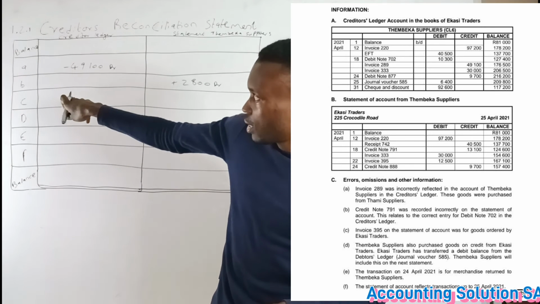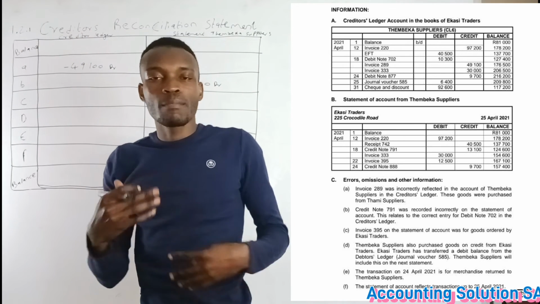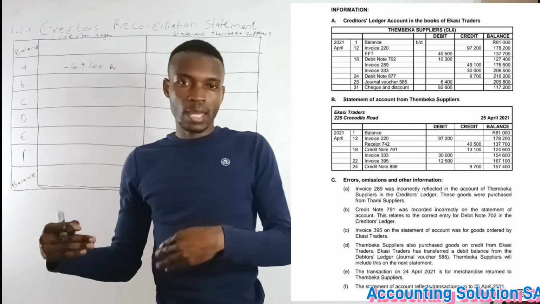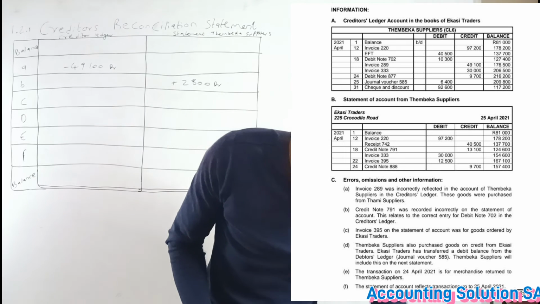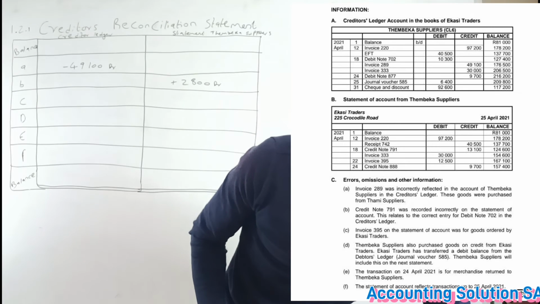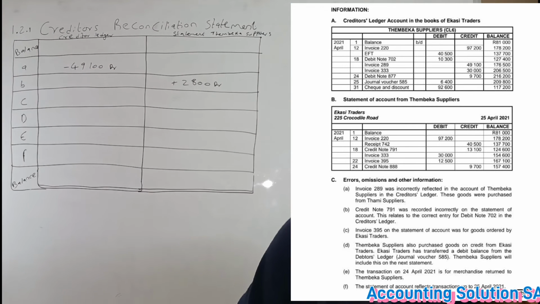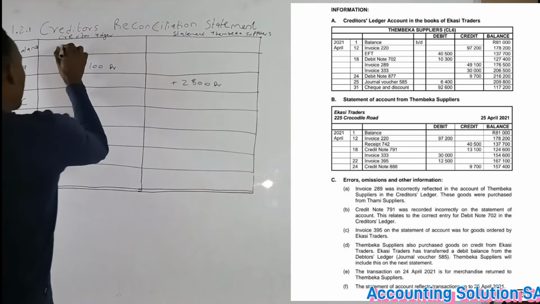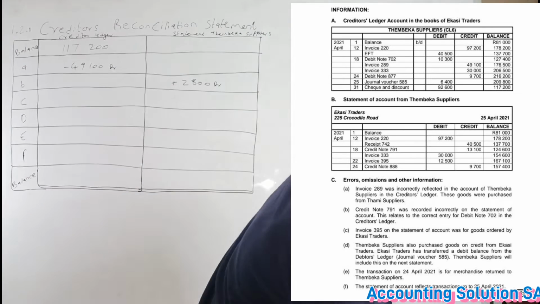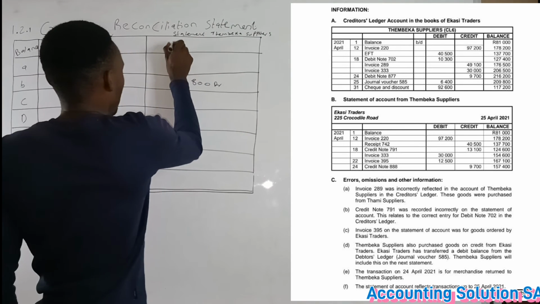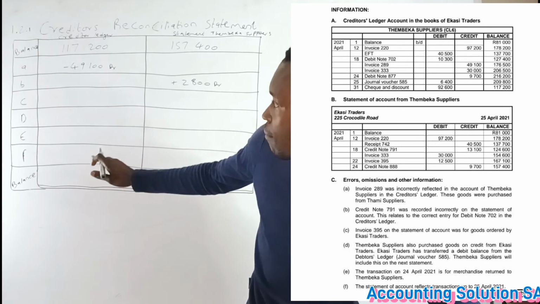So before we go to number C, in this column we were supposed to record the balances. The balance is the balance that we get for each statement at the end. Then we do the adjustment. This is a copy and paste. So this is how we are going to do it. Very simple. The last balance on the creditors ledger account is 117,200. On the statement of Tembeka, the last balance is 157,400. Simple as that.